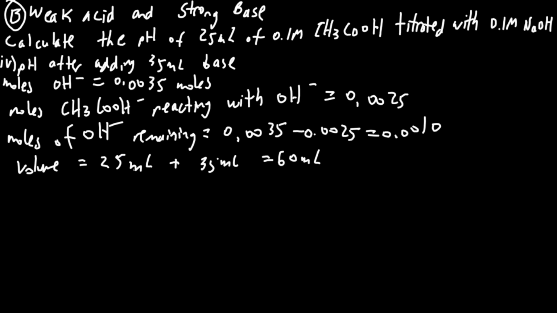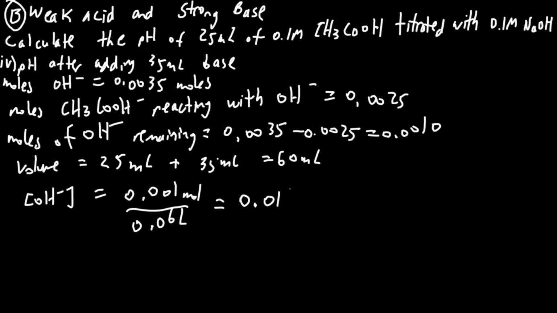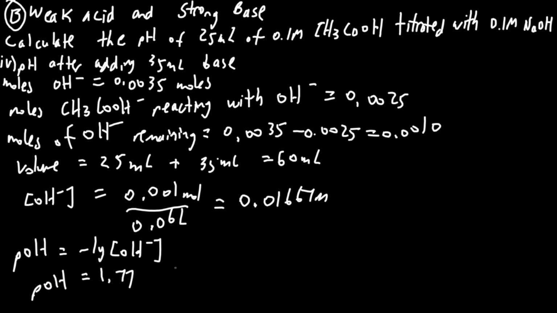So you can actually calculate OH minus, the concentration of this in the solution left over. So you have 0.001 moles of OH minus left over, and this is in 0.06 liters, so 60 milliliters of solution, and you get 0.01667 molar. And once again, using the pOH formula, you can calculate pOH equals negative log OH minus, so pOH equals 1.77. Using the pH formula, so pH equals 14 minus 1.77. This gives you pH equals 12.22.